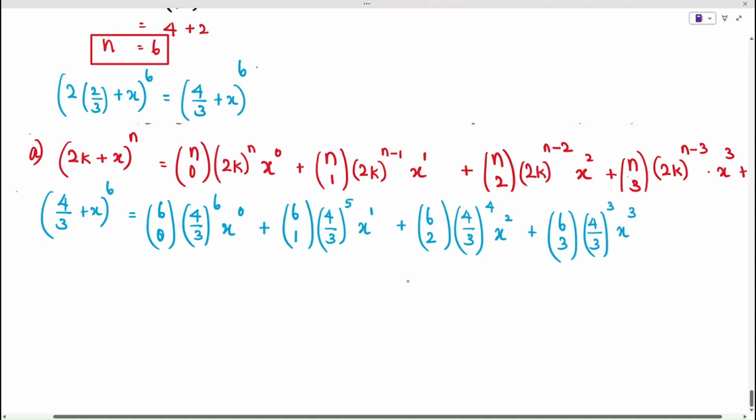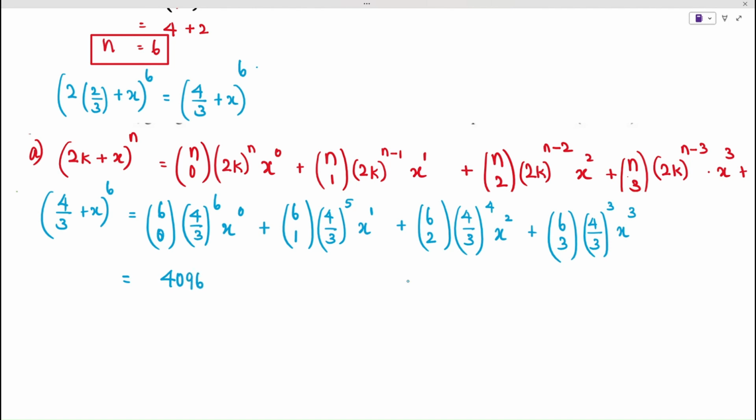So with our calculator, for our values for 6 choose 0, 6 choose 1, 6 choose 2, there will be the letter C on there that you can use. If you just give it in that format, it will give you a value. So if we put these values into our calculator, we get, for our first term, 4096 over 729, plus, and for our second term, we have 2048 over 81x.